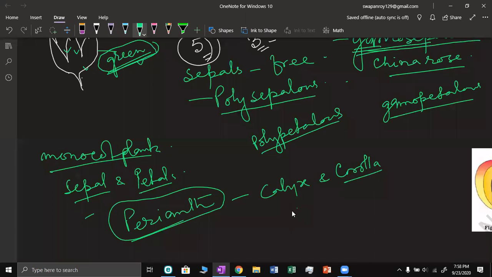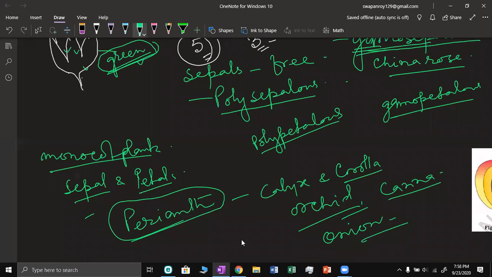Say in case of orchid flower, in case of canna, and say onion, here the calyx and corolla are not distinct. So they are perianth, and when it is perianth, their unit is called tepal.